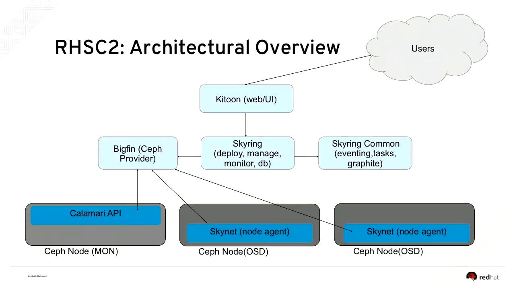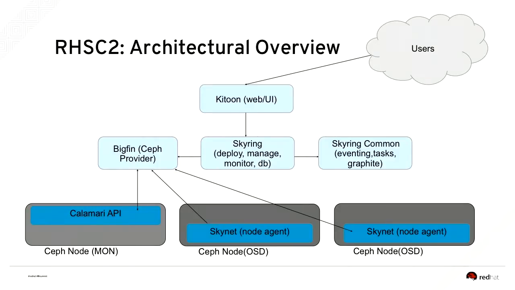And then it interacts with the SkyRing service that has deployment through Ansible, which I'll talk about a little bit, the management code, and the monitor, and the DB. And then the SkyRing interacts with the SkyRing Common for the eventing and the tasks and some of the time series information that goes into Graphite. And then over on the other side, the BigFin Ceph provider interacts down with Ceph itself. So the bottom three nodes that you see are Ceph. I only put one mon here. Normally you'd have at least three, just to illustrate the architecture.